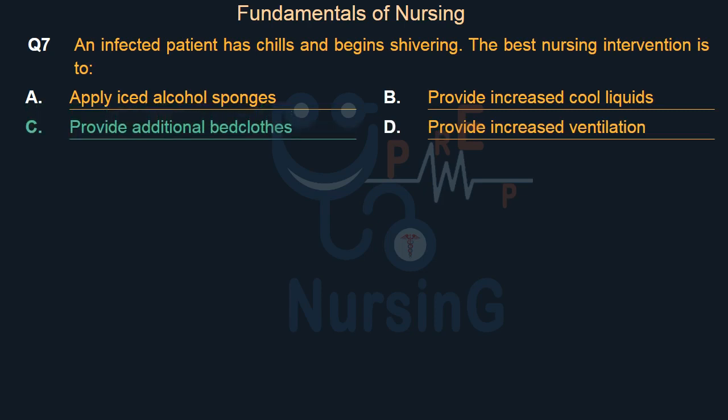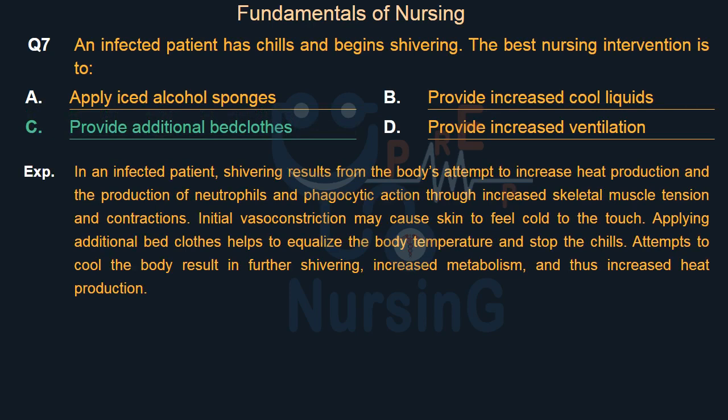Provide additional bedclothes. In an infected patient, shivering results from the body's attempt to increase heat production and the production of neutrophils and phagocytic action through increased skeletal muscle tension and contractions. Initial vasoconstriction may cause skin to feel cold to the touch. Applying additional bedclothes helps to equalize the body temperature and stop the chills. Attempts to cool the body result in further shivering, increased metabolism, and thus increased heat production.